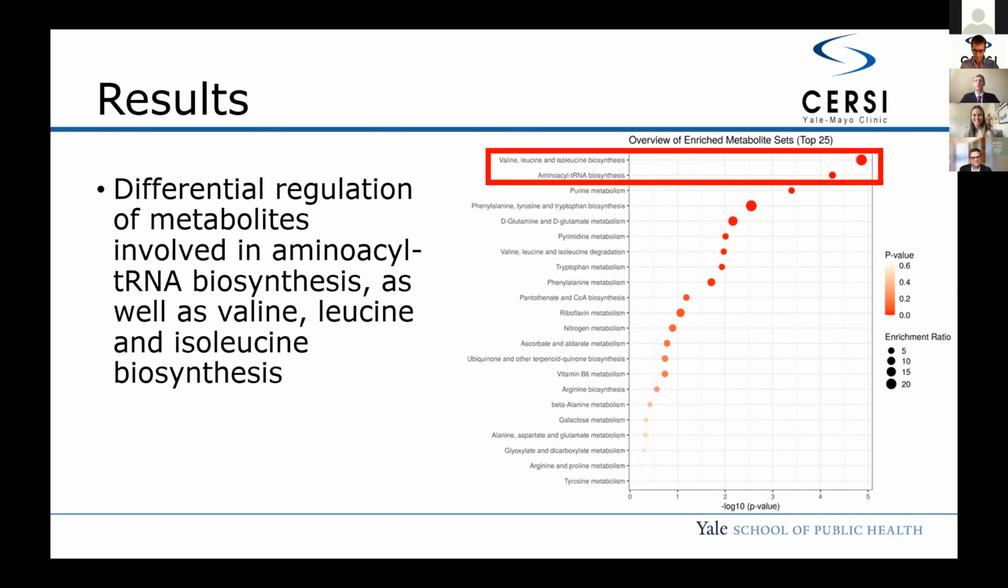Metabolomic analysis revealed acetaminophen exposure to lead to differential regulation of metabolites involved in aminoacyl tRNA biosynthesis, as well as valine, leucine, and isoleucine biosynthesis, both of which have been linked to autism spectrum disorder.